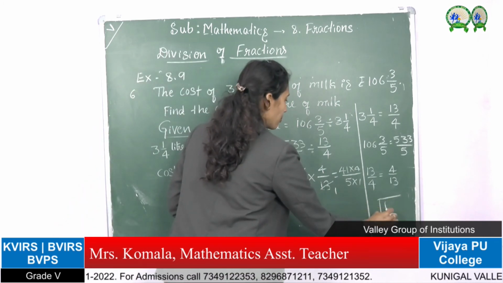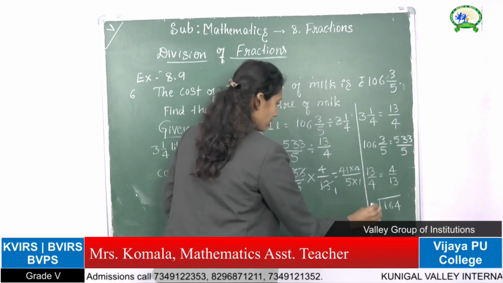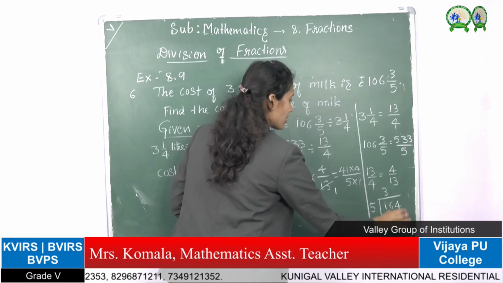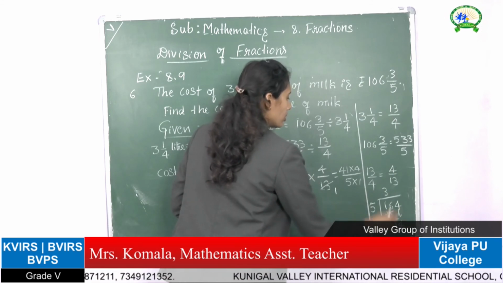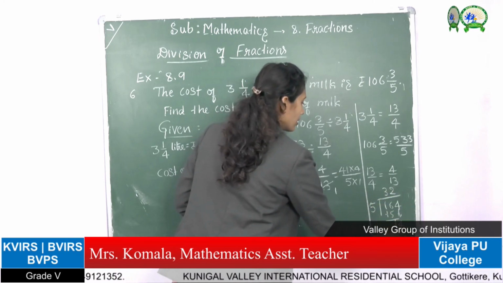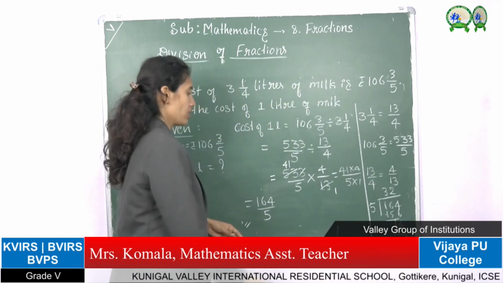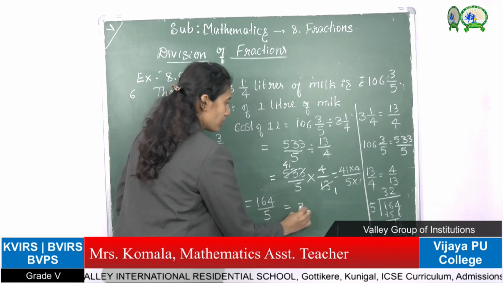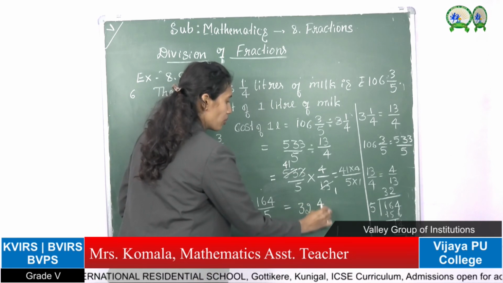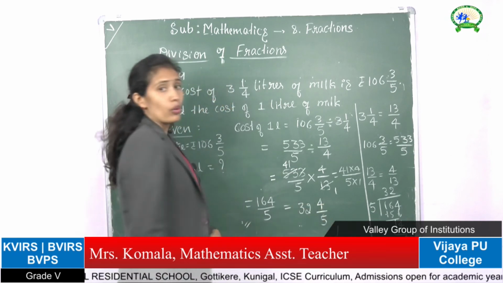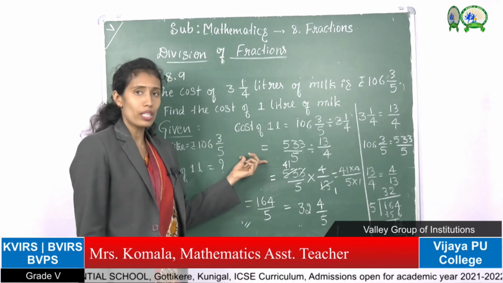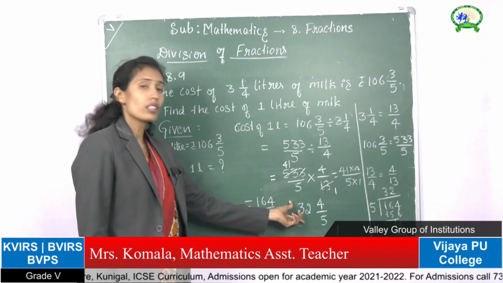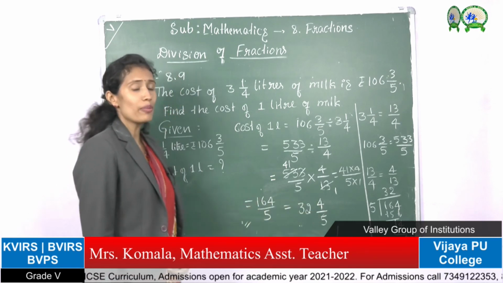Let us find out the mixed fraction. 5 threes are 15, 1 remains, take down 4, 5 twos are 10, 4 remains. So we can represent in mixed fraction as 32 into 4 by 5. What is the cost of 1 liter milk? That is 32 into 4 by 5 rupees.